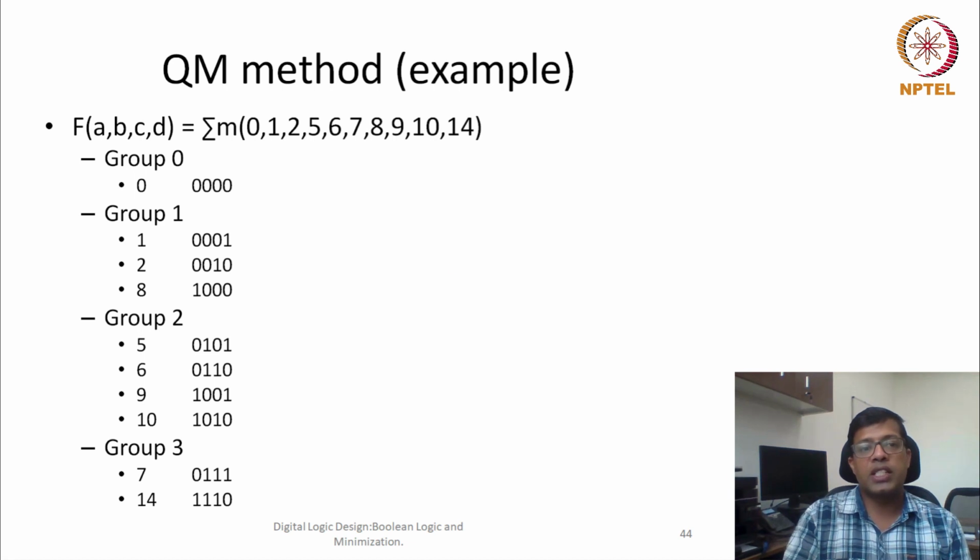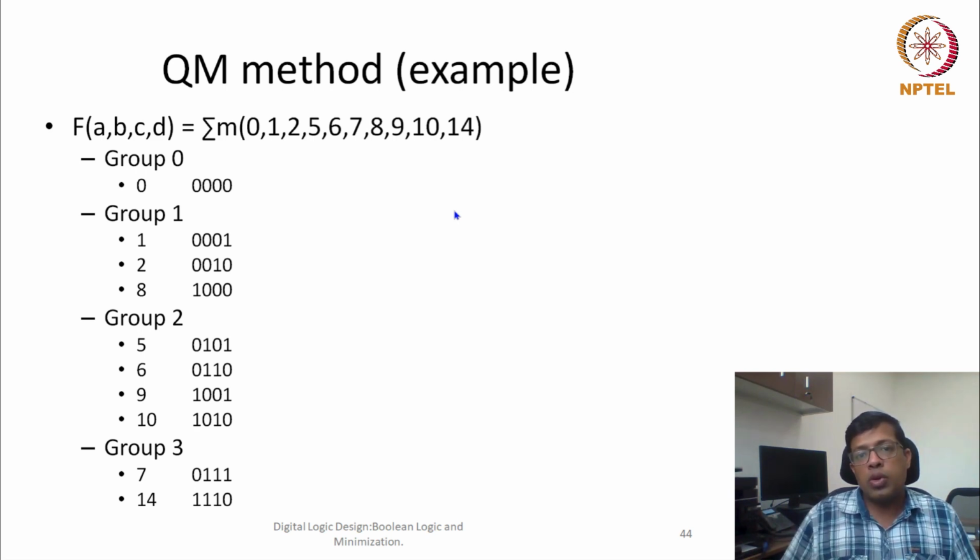So let's take this example where I have a function f which has four variables a, b, c, d, where a is the most significant and d is the least significant, and the set of min terms are 0, 1, 2, 5, 6, 7, 8, 9, 10, 14. As I said, the ideal way would have been that we compare each min term with the other min terms and see if there is a difference of only one variable. The total number of min terms here is 10, so 10 into 9, 90 comparisons would be there in the first stage itself.